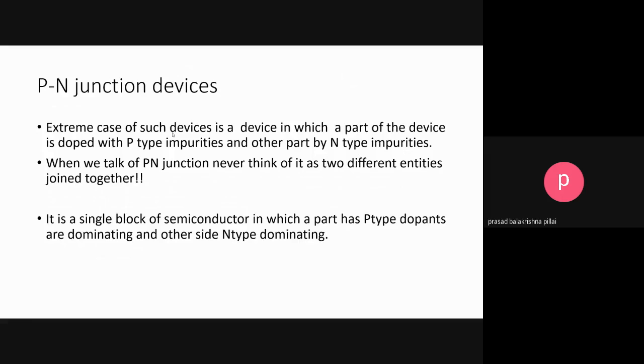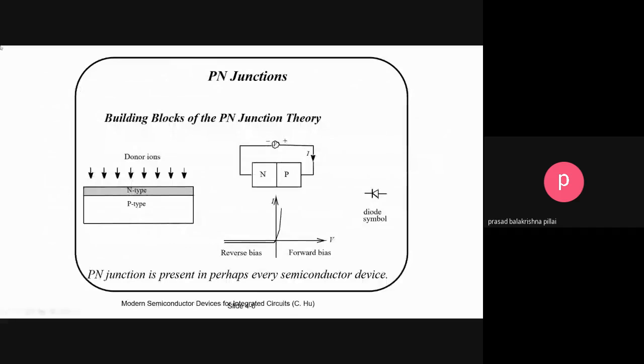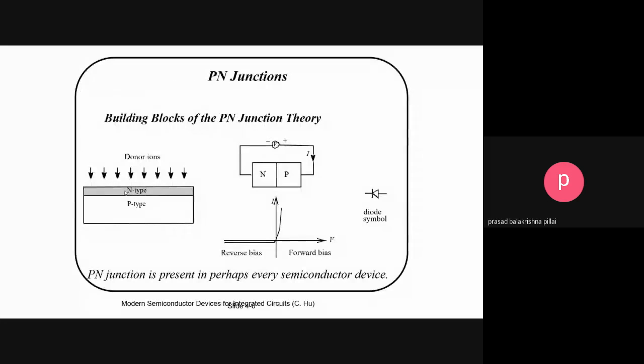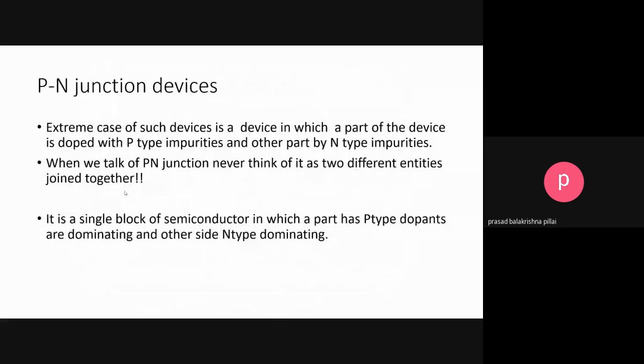Never think that you are joining a p-type to an n-type, because very often the diagrams are a bit confusing. You will see N type and P type in all the diagrams we show, but it is never done like this. You start with a P-type material, then a part of that P type is converted to N type. The opposite is also possible. That is the standard way of getting a PN junction. So it's very important to understand that we have a single block of semiconductor in which one part has p-type dopants dominating and the other part has n-type dominating. That is an extreme case of inhomogeneity, because one side is totally p-type and the other side totally n-type.